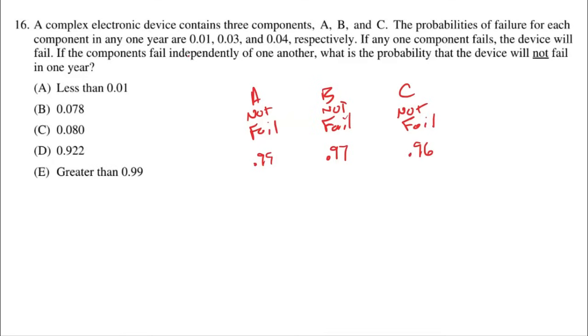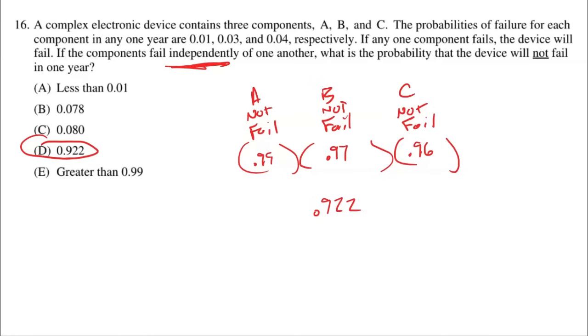Now, how do I find the probability that A doesn't fail, B doesn't fail, C doesn't fail? Well, I multiply them. And why am I allowed to simply multiply these 3 probabilities together? Because they're independent of each other. What happens to A does not impact B, does not impact C. So all I got to do is multiply them together, grab a calculator, and you get 0.922 as the probability that all of them do not fail, which means the device will not fail. Option D there, or choice D.